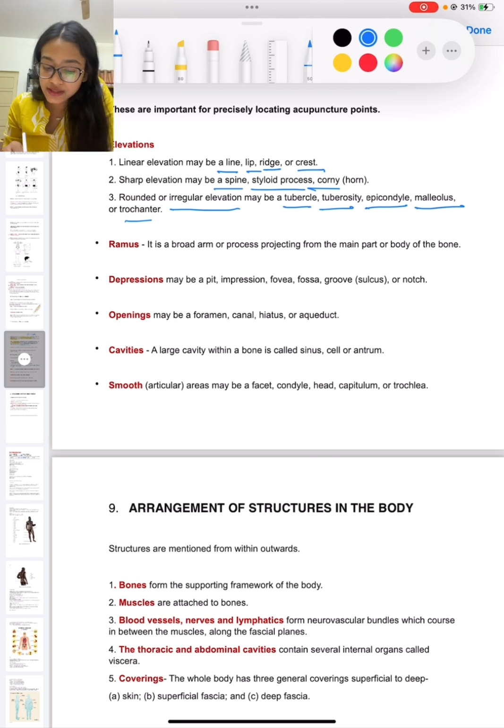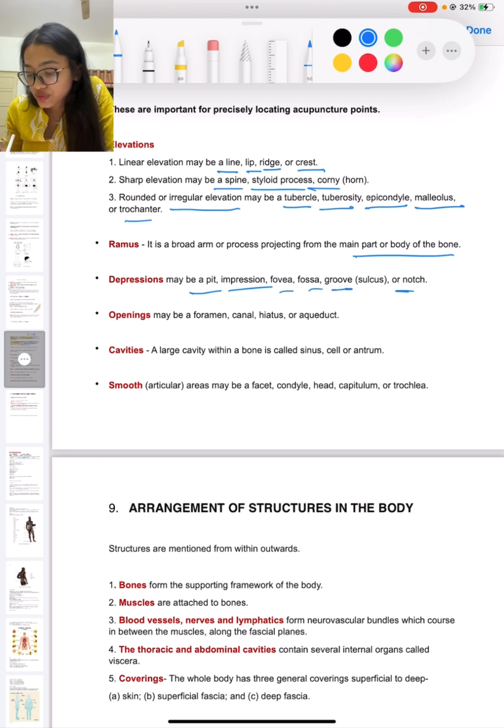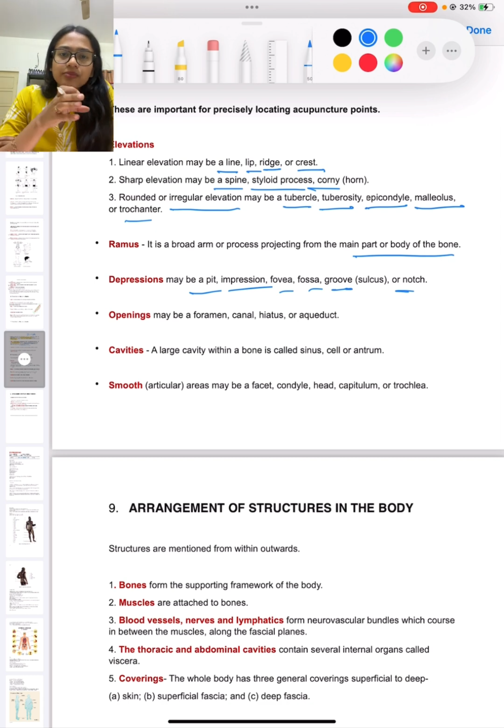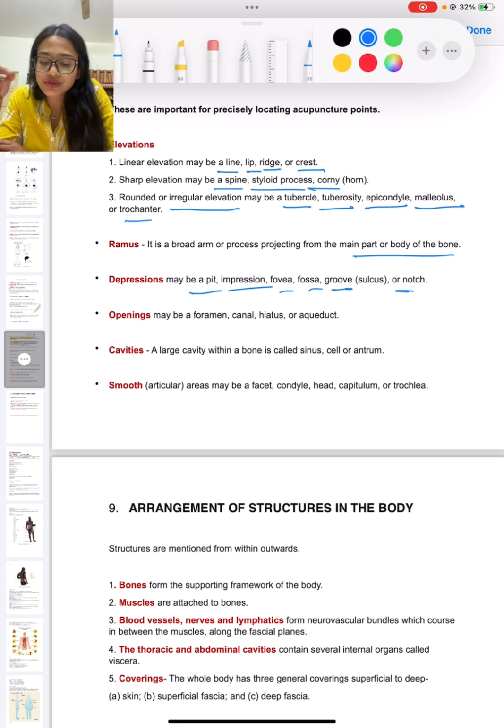Ramus. It is a broad arm or process projecting from the main part of the body of the bone. Okay. Depression may be a pit, impression, fovea, fossa, groove, or notch. The holes or the grooves are collectively known as depressions, but in different bones we use different terms. Somewhere we use fovea, somewhere we use pit, somewhere we use notch, somewhere we use sulcus, groove. Such terms are used.